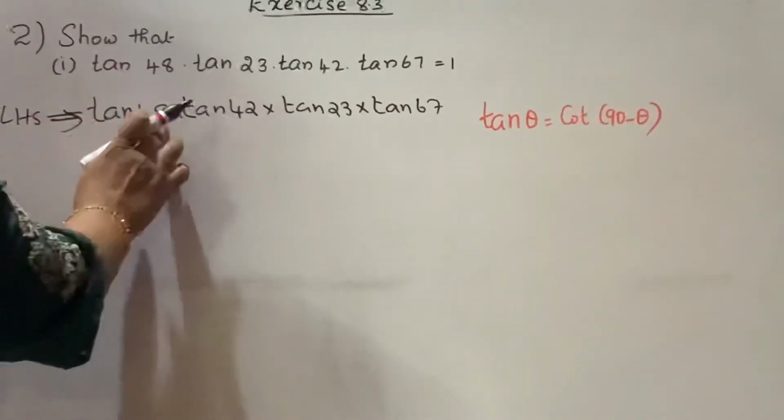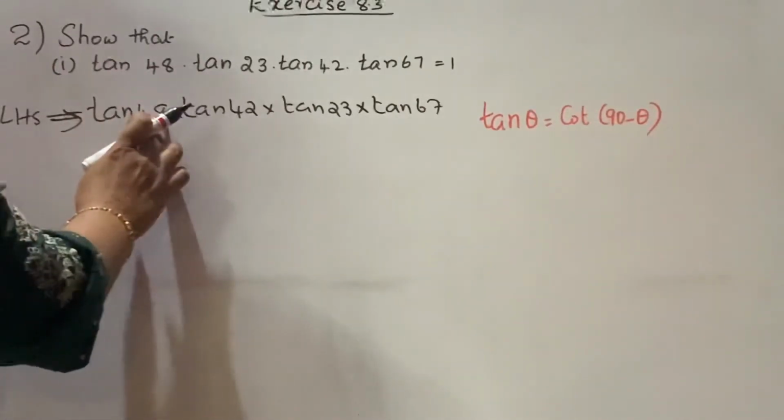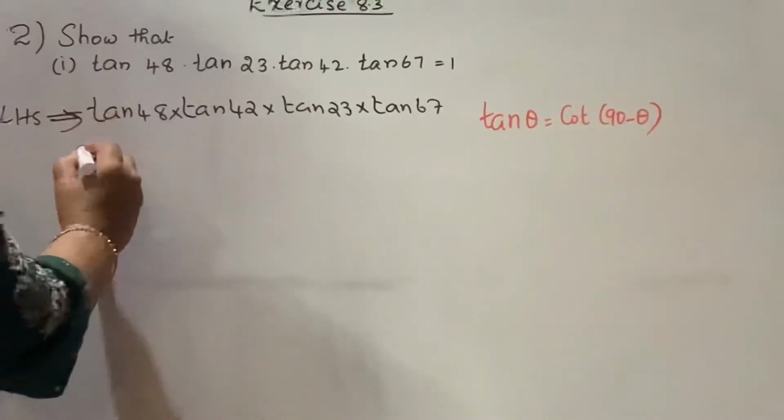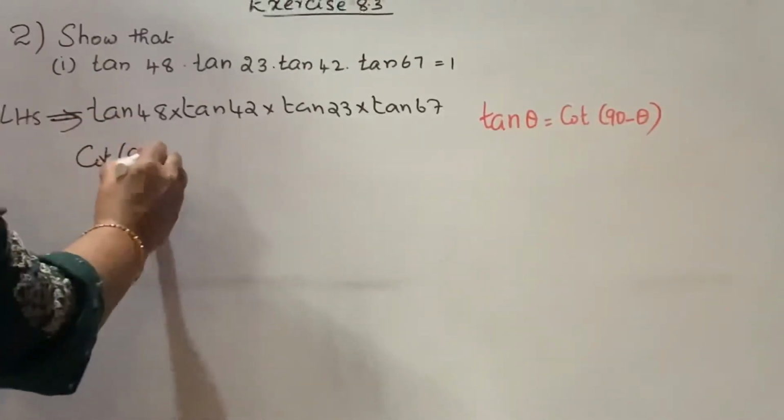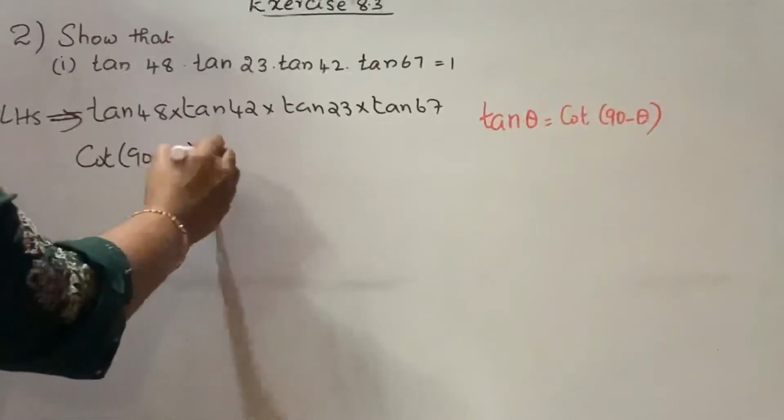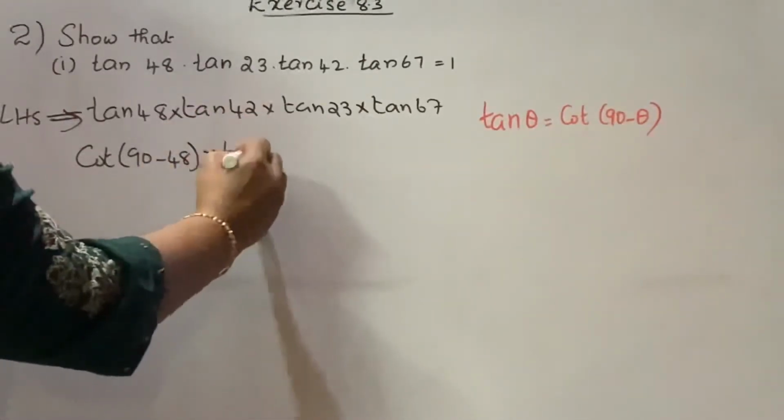Okay, tan theta is equal to cot of 90 minus theta. So here I can write cot of 90 minus 48. Don't change this. Write that as it is.